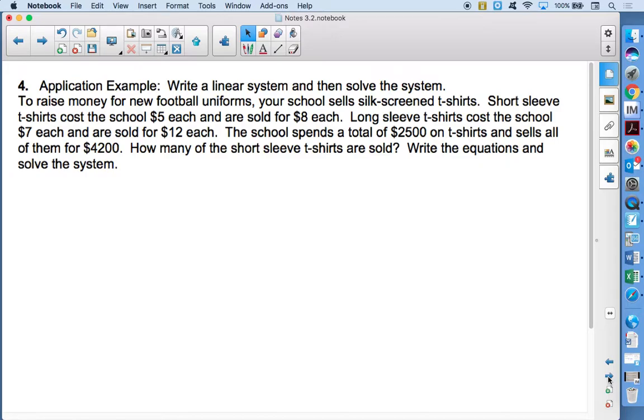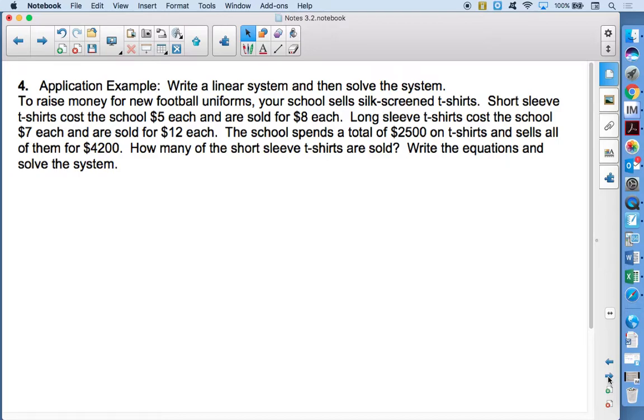No, you're not solving them both ways. You're looking at the problem and saying substitution works for this one because there is a variable by itself. Elimination works for this one because there aren't any variables by itself. So I don't want you to just use the same method for all the problems.